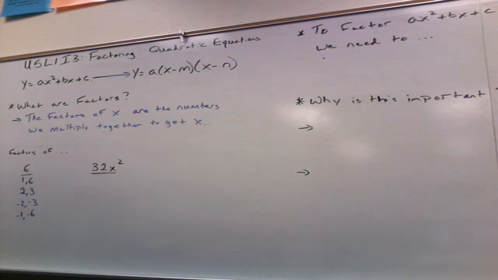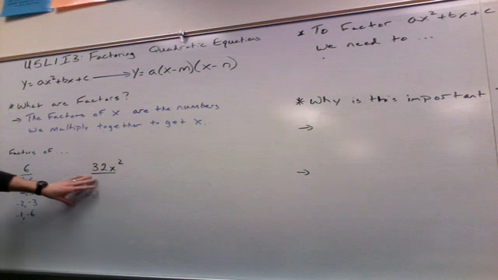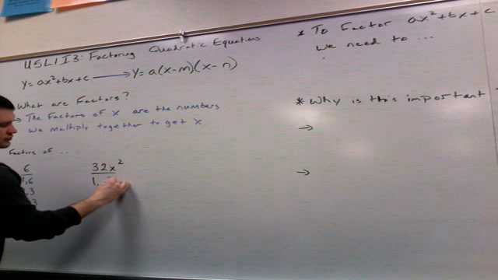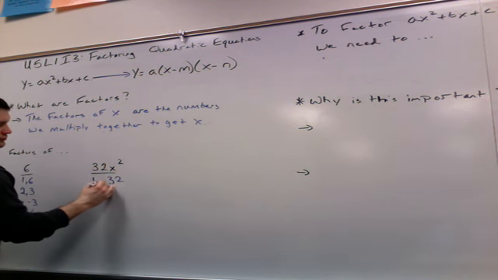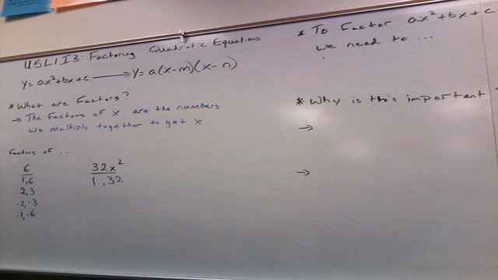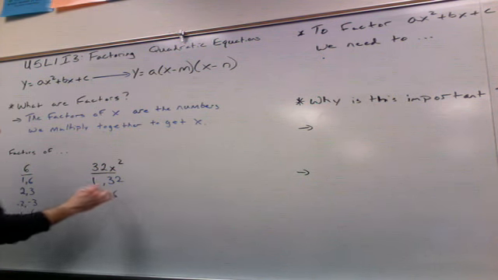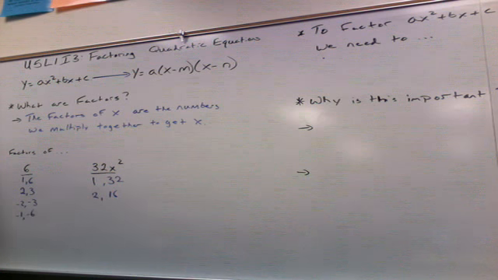Now, we've factored numbers like this before. Have you ever factored numbers like this? What are the factors of 32? 1 and 32, right? What else? 16 and 2, good. What else? 8 and 4, nice.